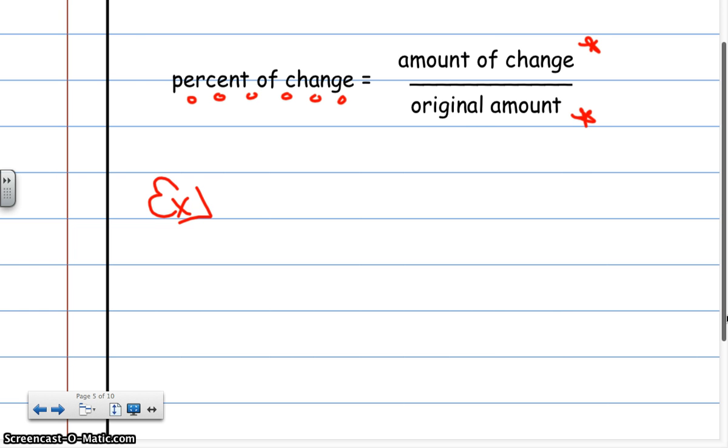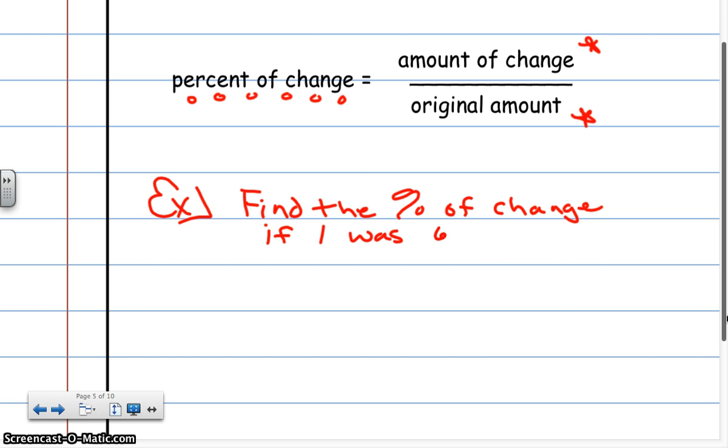Let's say I want to find, and I'm just going to abbreviate, percent of change. If I was 60 inches, 60 inches is what? 5 feet. If I was 60 inches to, let's go to 68 inches. Now I think you know the difference, but what's the percentage of change, okay?